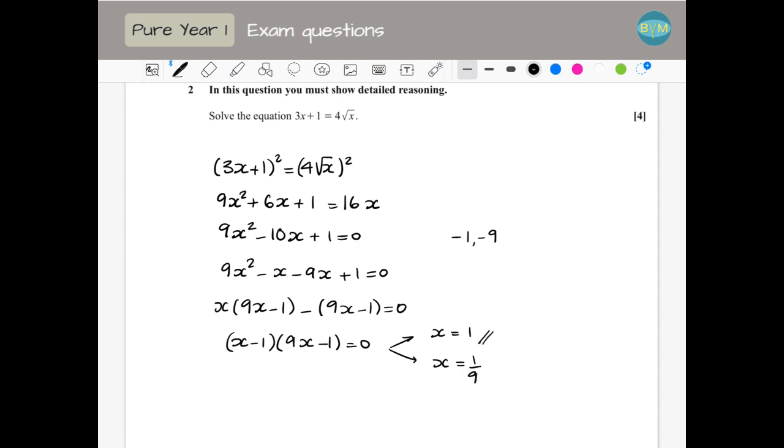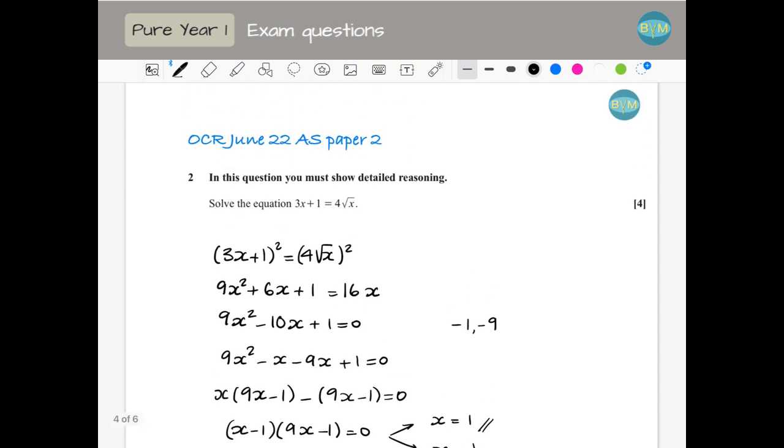Yeah, and that's all with this question. I would say every time you have a square root in an equation and you have to solve it, I would start by squaring the whole equation. Yeah, that's all.